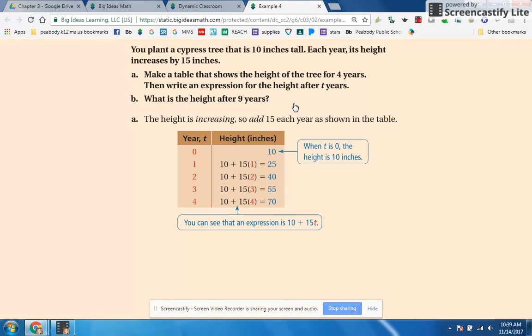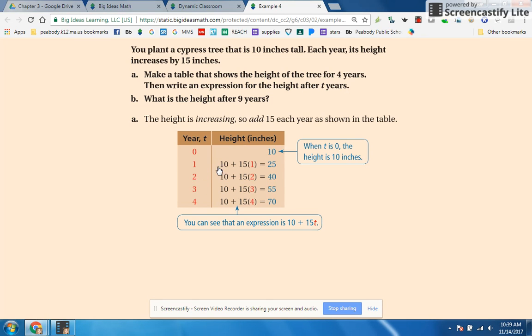So let's look at their chart. The height is increasing, so we're going to add 15 each year. So this shows the number of years and how tall it is. Year 0 is when you first bought the tree. So at year 0, the tree is 10 inches tall, just when you bought it. After 1 year, it's the 10 inches that it was when you bought it, plus it grew 15 inches. So now it's 25 inches.